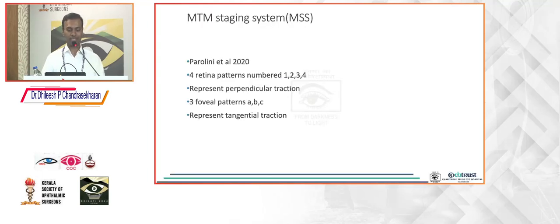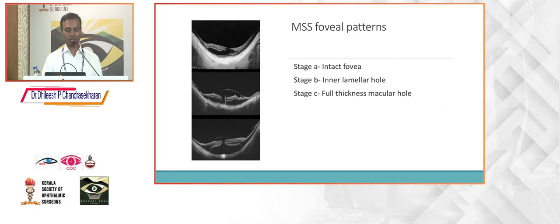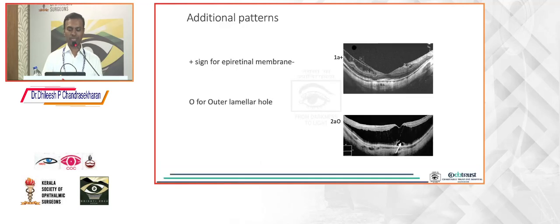So coming to the staging system per se, Perroni described 4 retinal patterns numbered as 1, 2, 3, 4 representing the perpendicular traction, and the foveal patterns numbered as A, B, C representing tangential traction. So as I described earlier, stage 1 is your inner layer schisis, and stage 2 is outer layer schisis, and stage 3 is macular detachment confined to the posterior pole, and stage 4 is macular detachment involving the entire posterior pole. And foveal patterns are your intact fovea, that is stage A, and stage B is your inner lamellar hole, and stage C is your full thickness macular hole.